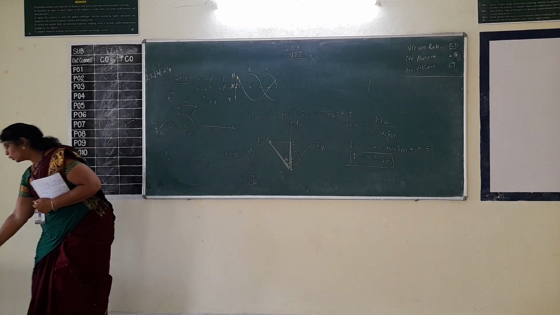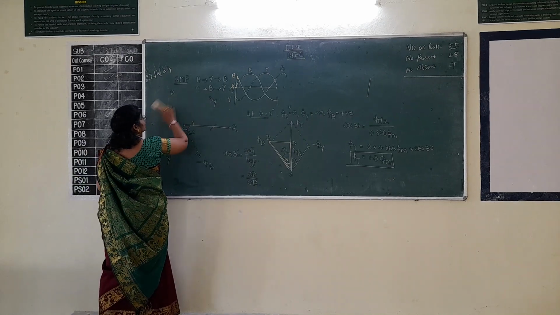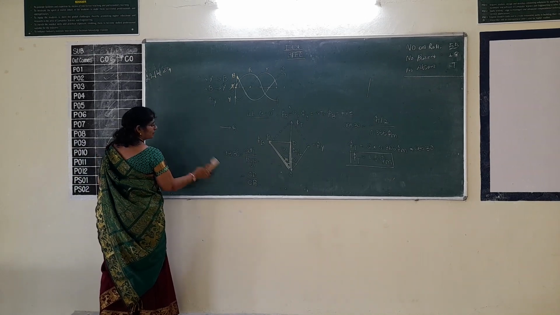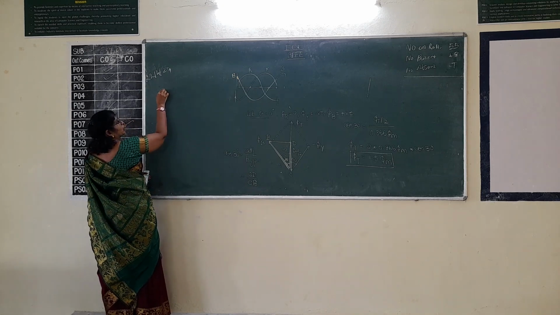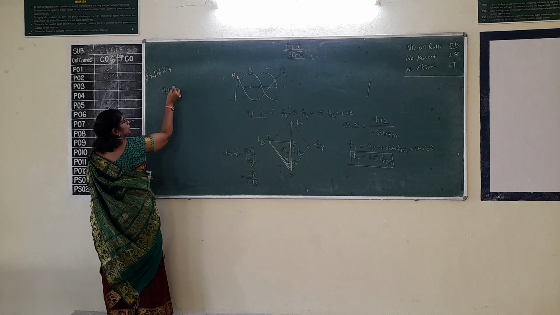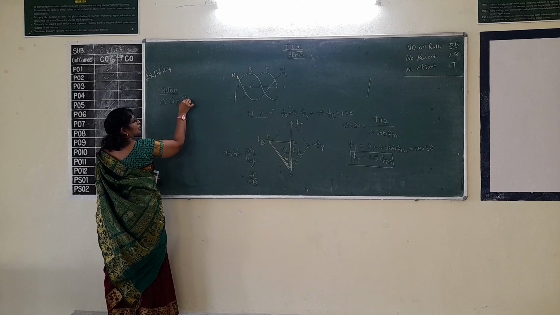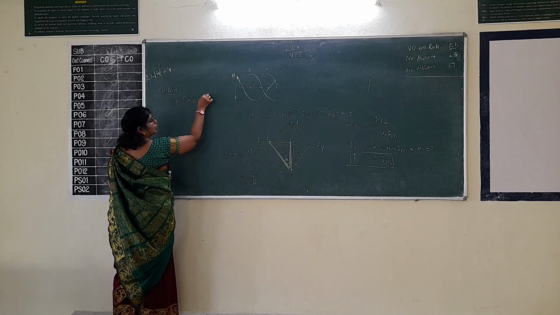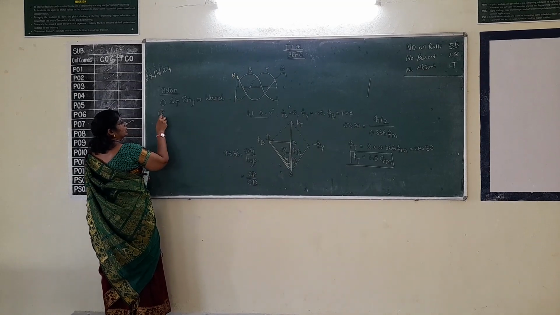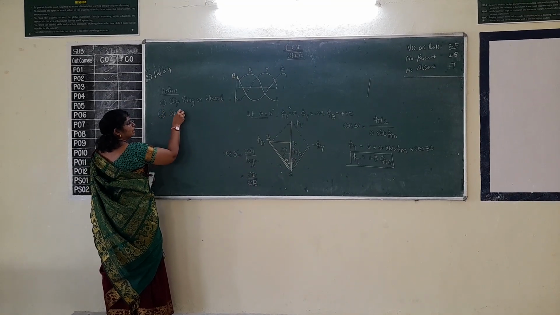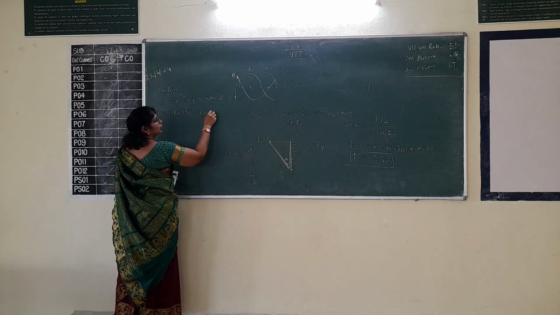Next one, take the rotor. So your rotor is classified into two types. First one we call it as slip ring or wound rotor. Second one we call it as squirrel cage rotor.